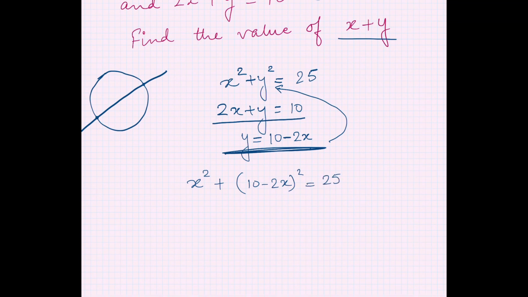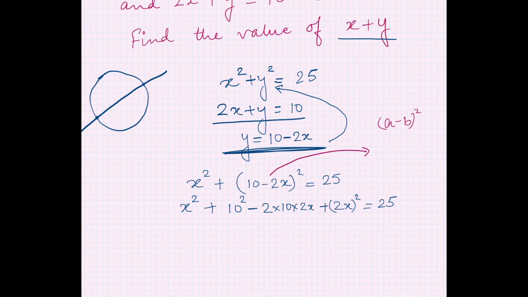Alright, now let's open the square. So that is x squared plus 10 squared minus 2 times 10 times 2x plus (2x) squared equals 25. What I have done here is, in this bracket, I have used the (a minus b) whole square formula, which is equal to a squared minus 2ab plus b squared. If you don't know that formula, it is really important to memorize it. Anyways, let's go back to our main question.